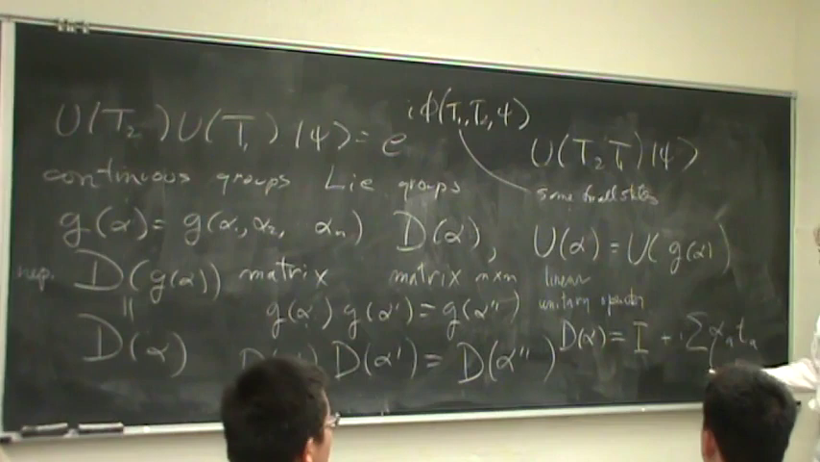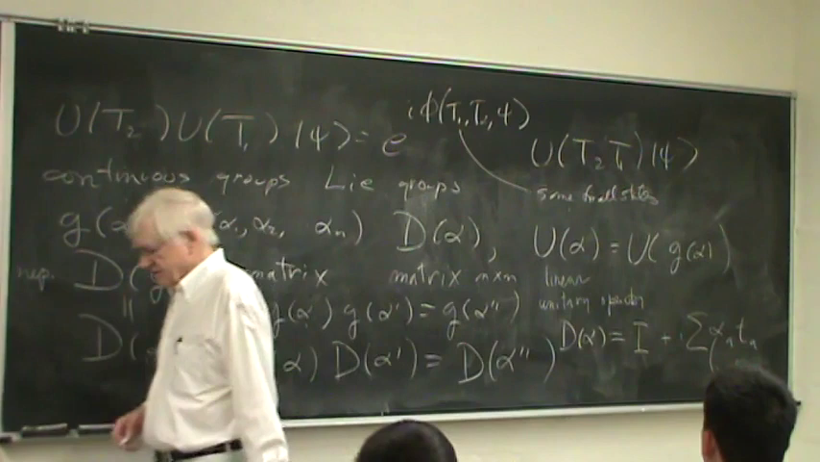But for Lorentz boosts, the T's are going to be anti-Hermitian and the D will not be unitary. Okay.